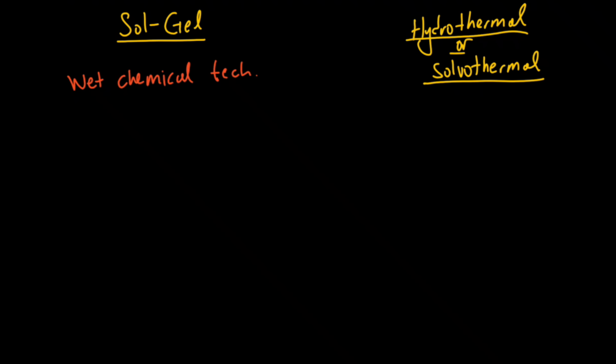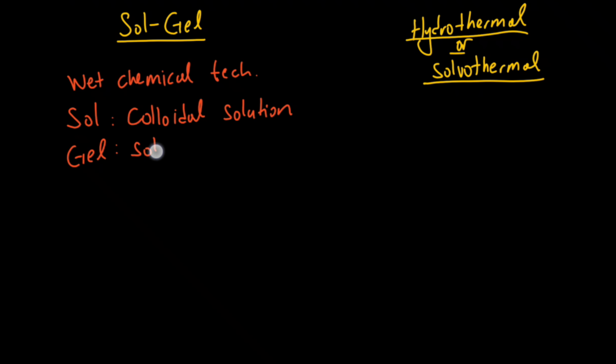Colloidal solution is called a sol and gradually transforms into a solid network which is called a gel. So we have sol and gel. Sol is the colloidal solution and gel is the solid network. And this process relies on hydrolysis and condensation reactions of metal precursors to form a 3D oxide network.